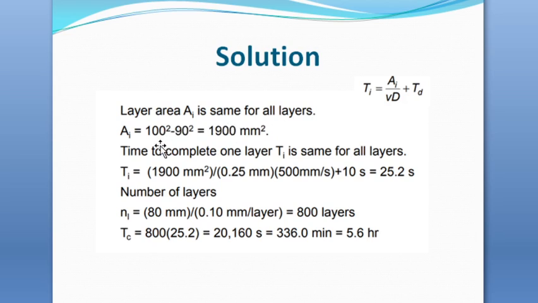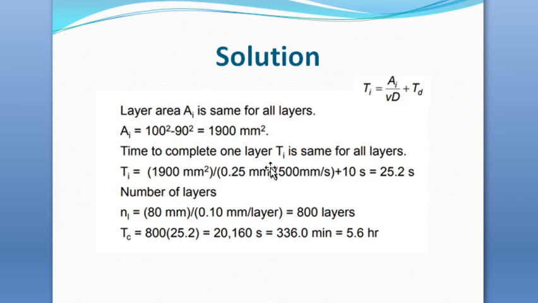Here we are making the square cross section tube. The area is the outer dimension of the tube, 100 squared, minus the inside dimension of the tube, 90 squared. Therefore, area is 100 squared minus 90 squared, and we get 1900 mm squared.